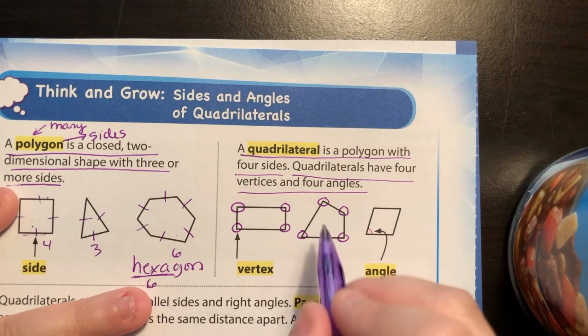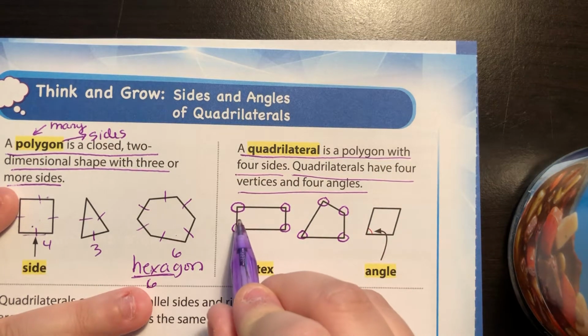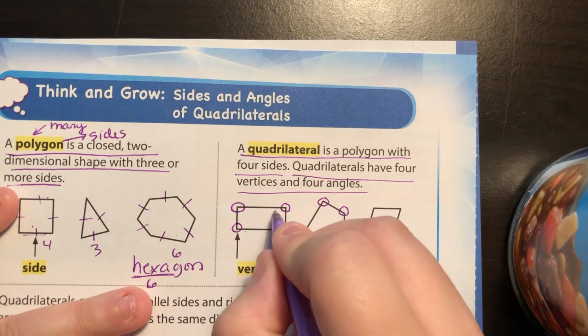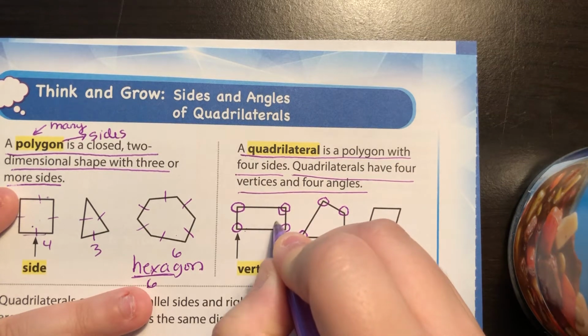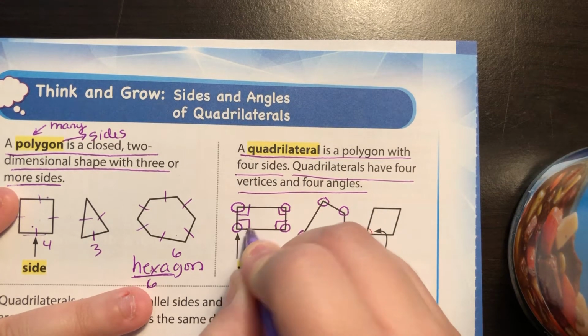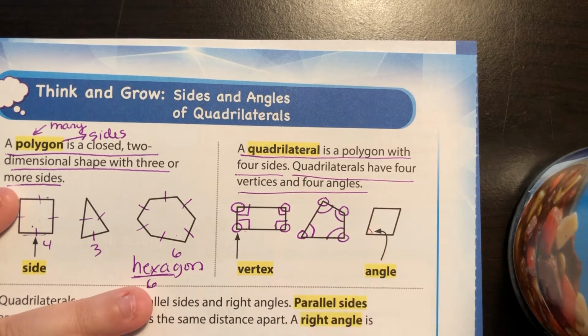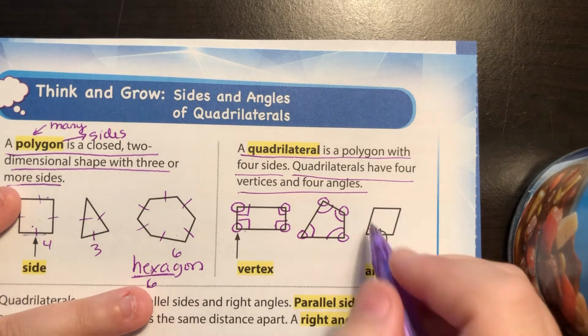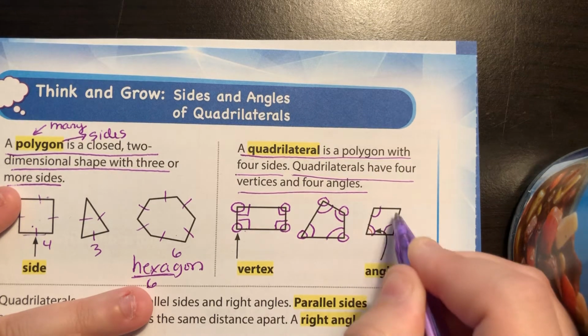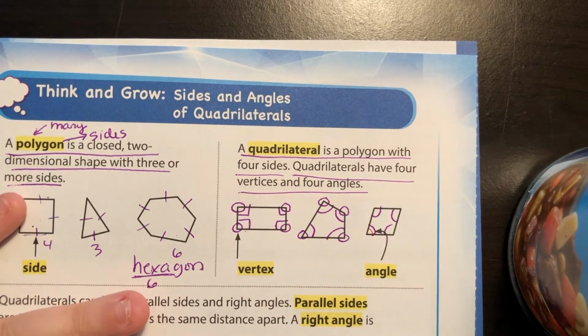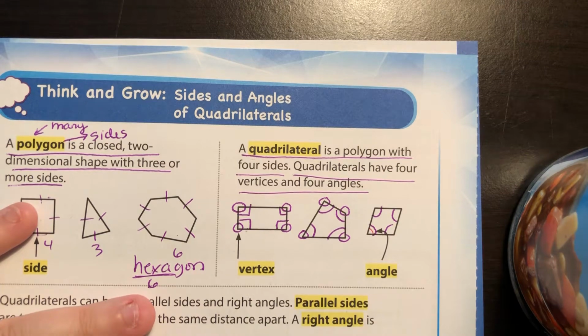Now, angles are the openings in between 2 lines. So right here, this is an angle, this is an angle, this is an angle, that's an angle. Over here, these things on the inside, these are angles. It's the space that exists between those 2 sides, right here, right here, right here, right here. So a quadrilateral is a polygon that has 4 sides, 4 angles, 4 vertices.